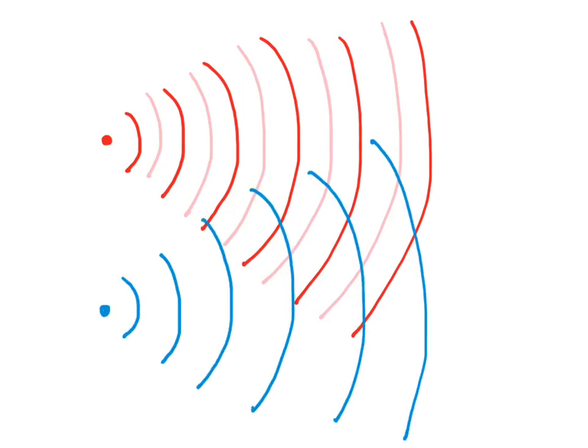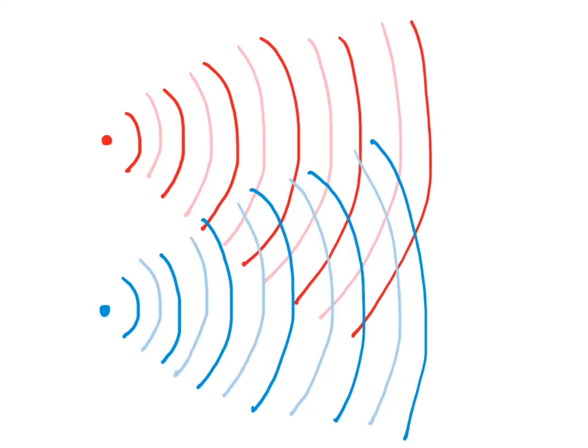So let's have a blue source as well, and we'll use the deep blue to represent the peaks and a pale blue to represent the troughs. So as you can see in the middle here, the waves produced by the two sources start overlapping with each other. So they're both going to have an effect on the water.